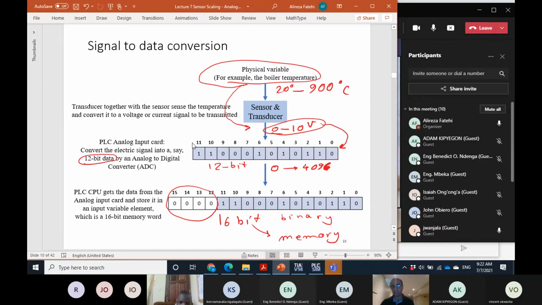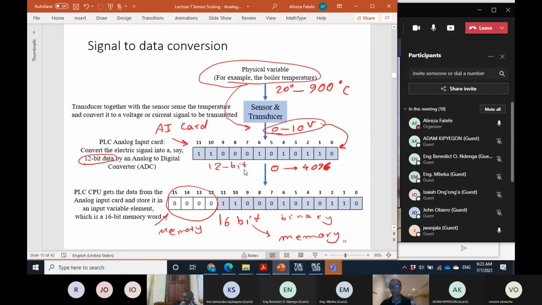Okay, so this is the analog input card or analog input module. This is the transducer, and this is the memory of the PLC. Memory of the CPU, memory in the CPU card. Okay, so this is the structure. The sensor senses the variable, generates some voltage, the analog input card reads that and generates some binary. How many bits depends on the resolution of that. We'll speak on that in a few minutes.